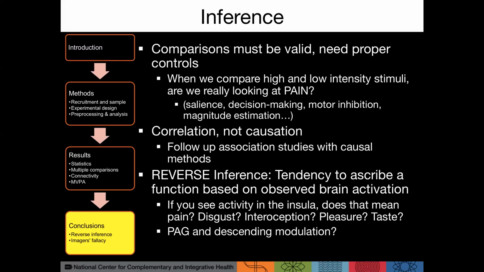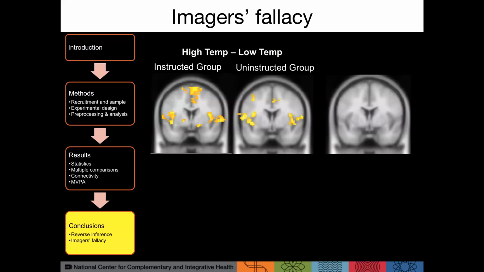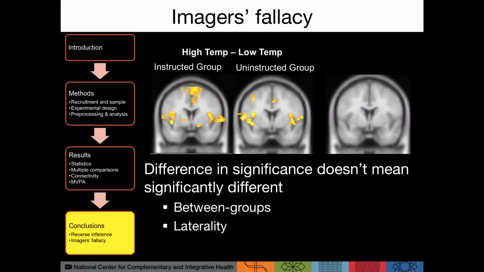And finally, we have to talk about reverse inference. Simply seeing activation in a region does not mean that a function was occurring. Lastly, simply seeing two different maps doesn't mean that those regions differed significantly. So for instance, here one group has instructions, one group does not. And even though we see activation here in the striatum and the amygdala in the instructed group, when we directly compare them, there's no difference. So researchers need to make sure that when there are conclusions about laterality or group differences, we do not attribute those differences without actually testing that statistically.